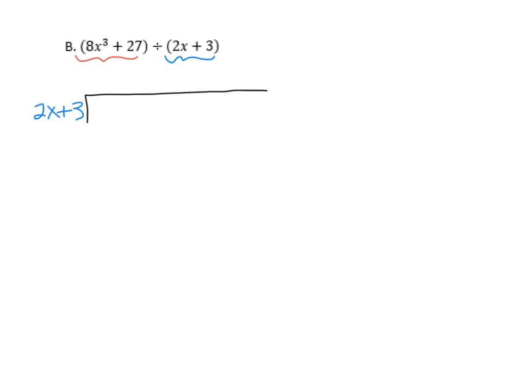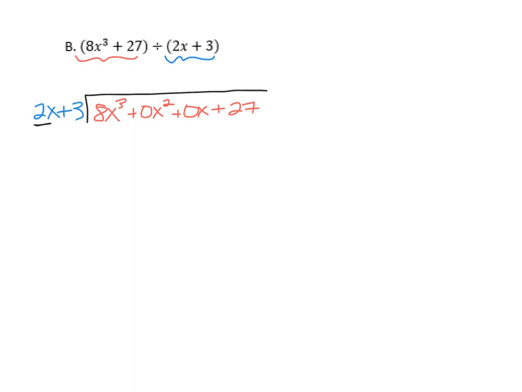Notice the dividend initially has terms missing. We go from 8x cubed to a constant of 27. That means as I write it out, 8x cubed starts us off, and we're missing the quadratic term. I'm going to put plus 0x squared just as a placeholder. In this one, we're also missing the linear term, so I'll give that a 0x, and finally plus 27. As we go through that process, see if you can follow what we did similar to that last example.